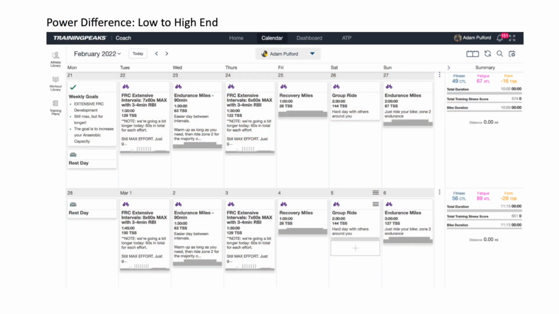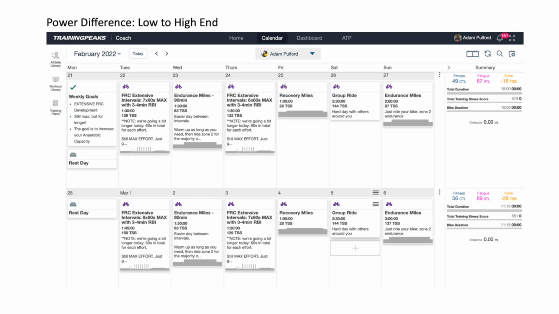Now let's move to the FRC extensive block that I have here. For YouTube users, you can see that I've upped it to 60 seconds for the interval time, and the recovery periods are going to be 3 to 4 minutes. And so this pattern here is, again, very typical from what you've seen out of me over the past several episodes, where Monday is off, Tuesday's hard, Wednesday's medium, zone 2, Thursday's hard, Friday is recovery, Saturday group ride, Sunday hard.